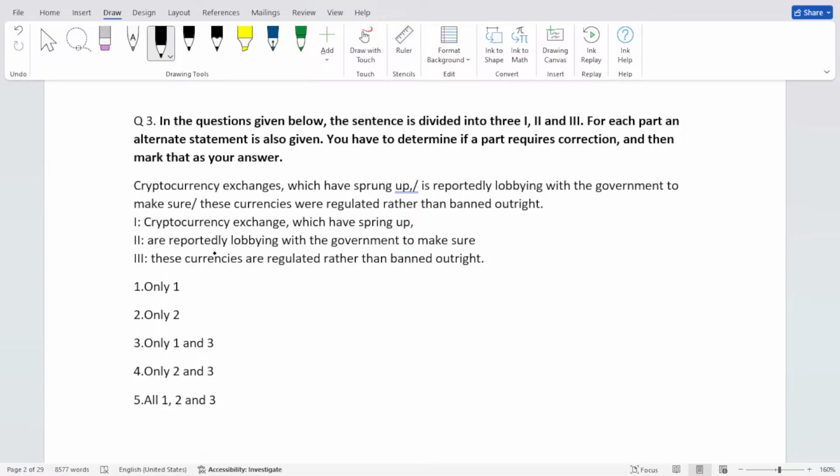Same pattern of question. So here, "cryptocurrency exchanges which have sprung up". Here they gave "sprung up", which is past, and here it should be "spring", so this is changed to present. And when it comes to the second statement, "are reportedly lobbying with the government to make sure", this is the second statement given. Here the present tense "is" is given, but it changes from singular to plural. Next, "these currencies are regulated rather than banned outright". So these are the three statements given. Accordingly, which statement needs correction?